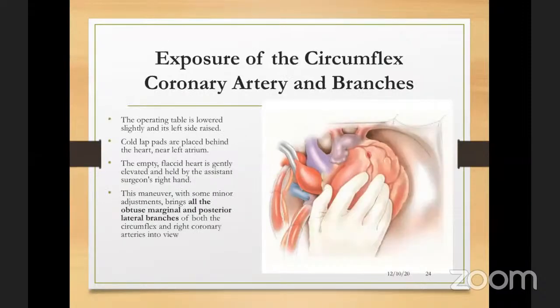For the circumflex exposure, the table can be lowered and left side up, a cold lap placed behind the heart near the left atrium, and the heart gently elevated by the assistant's right hand. This maneuver will show all the obtuse marginal and the posterior lateral branches of both the circumflex and right coronary arteries.